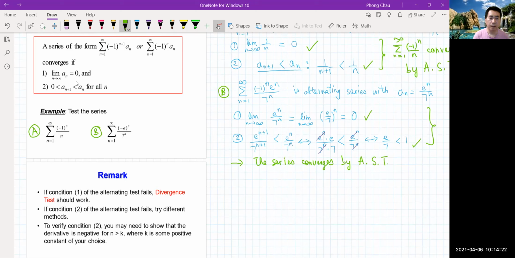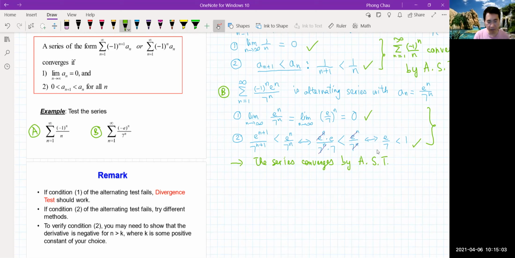Okay. If condition 2 fails, then we cannot make any conclusions about the test. It might converge or might diverge, who knows. We have to try different methods or different tests. And the third remark here: sometimes verifying the condition is not easy. This one we still manage to do by simplifying algebra. You can see this is actually true.